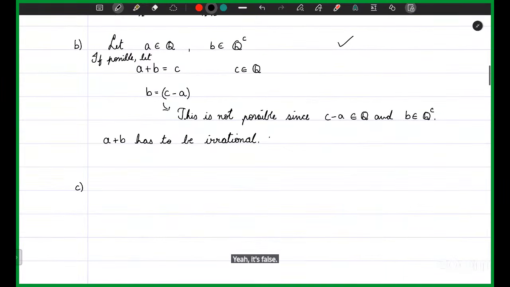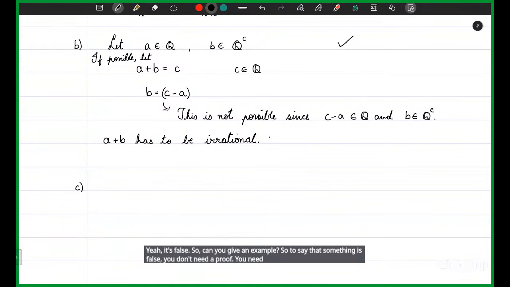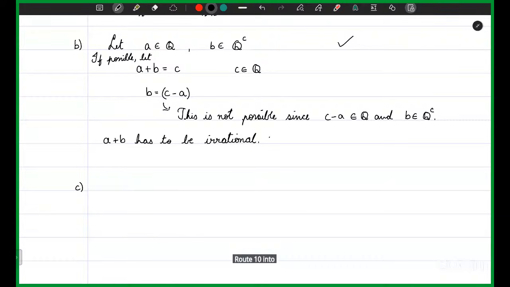So can you give an example? To say that something is false, you don't need a proof. You need a counter example. You need a pair of irrational numbers whose product is a rational. Root n into root n is n. Root 2 into root 2 is 2. Root 2 is an irrational number.